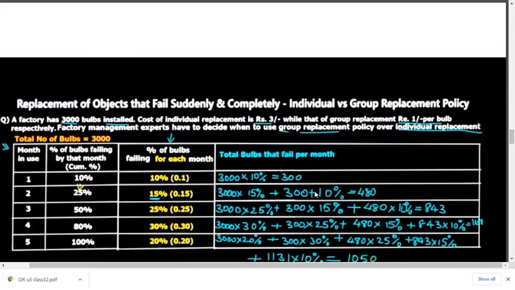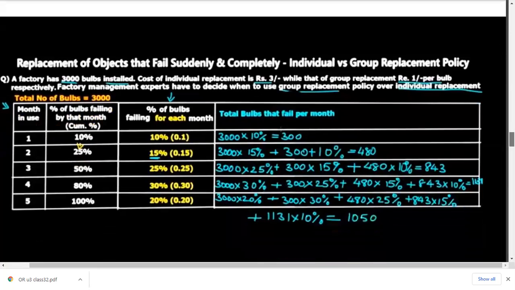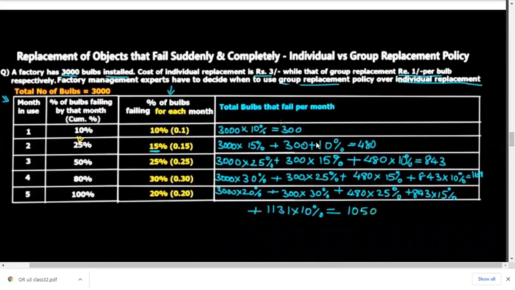This is into, not addition. This is multiplication, not addition. So 3000 into 10% is equal to 300 for the first month. For the second month, 3000 into 15 percent plus the previous 300 into the previous month's 10%, which is equal to 480.